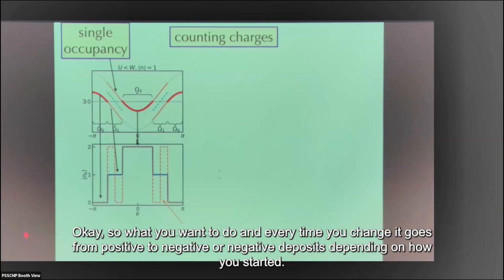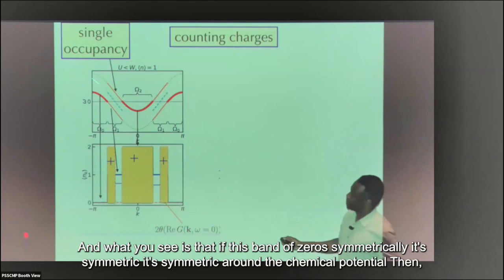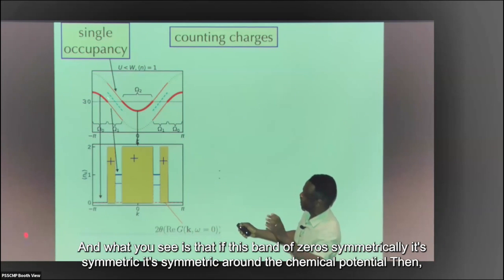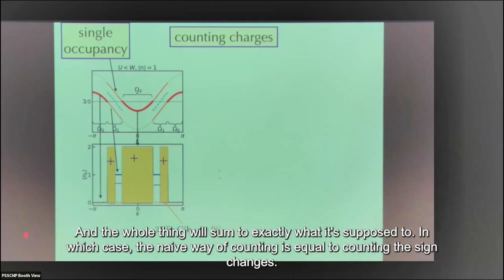Okay, so what you want to do, and every time you change, it goes from positive to negative, or negative to positive, depending on how you started. Okay, so this is what the number should be. It should be twice the real part, the Heaviside step function. You simply count this as the positive quantity, weighting each sign change by a factor of 2. And what you see is that if this band of zeros is symmetric around the chemical potential, then this weight right here is twice the weight of just this piece. It means you can put this here, and the whole thing will sum to exactly what it's supposed to. In which case, the naive way of counting is equal to counting the sign changes of the Green function.